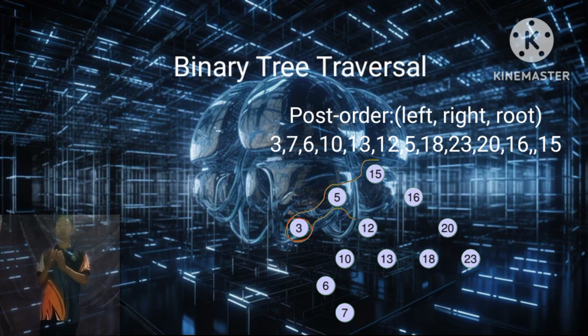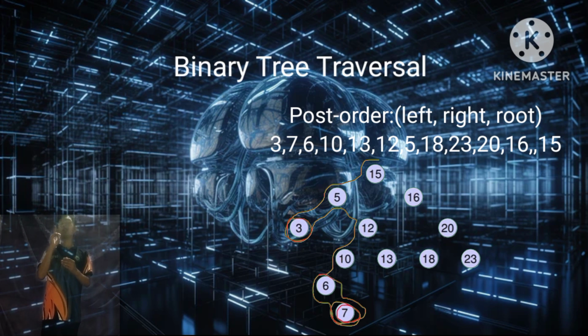We will not print the 5. We will go to its right in the 12, so we will not print the 12. We will go to its left, 10. We will not print the 10, and then we will go back to 6. We will not print the 6, and then we will go to its right. So we will print the 7 because it has no left and it has no right. So we will print the 7. We will go back to 6.